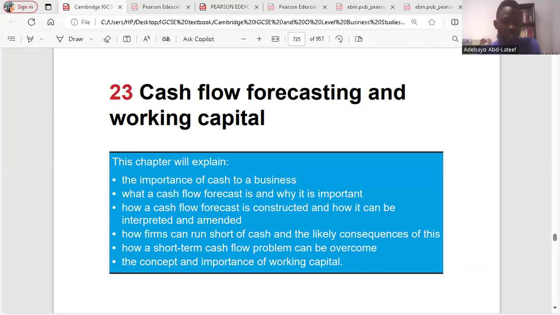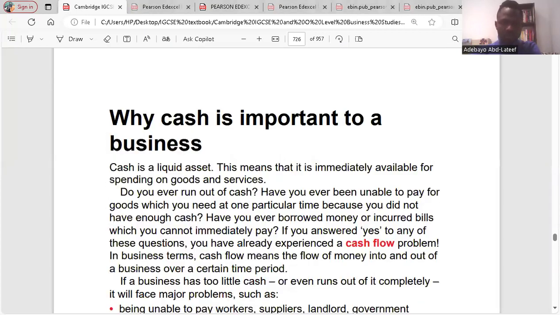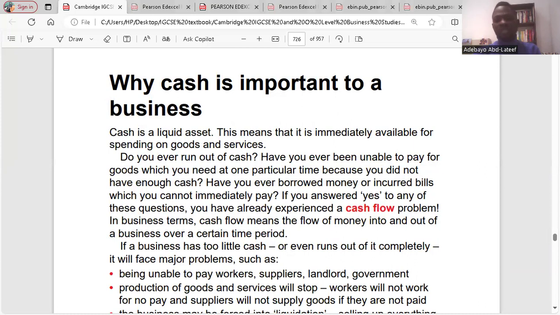We're starting with chapter 23, cash flow forecasting and working capital. So why is cash important to a business? Cash is a liquid asset. This means that it is immediately available for spending on goods and services.